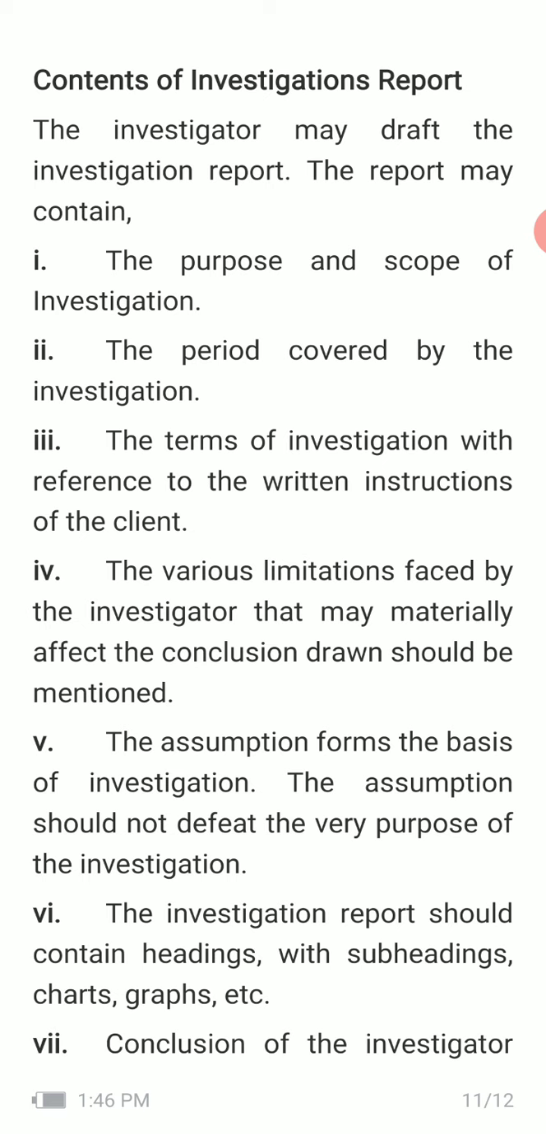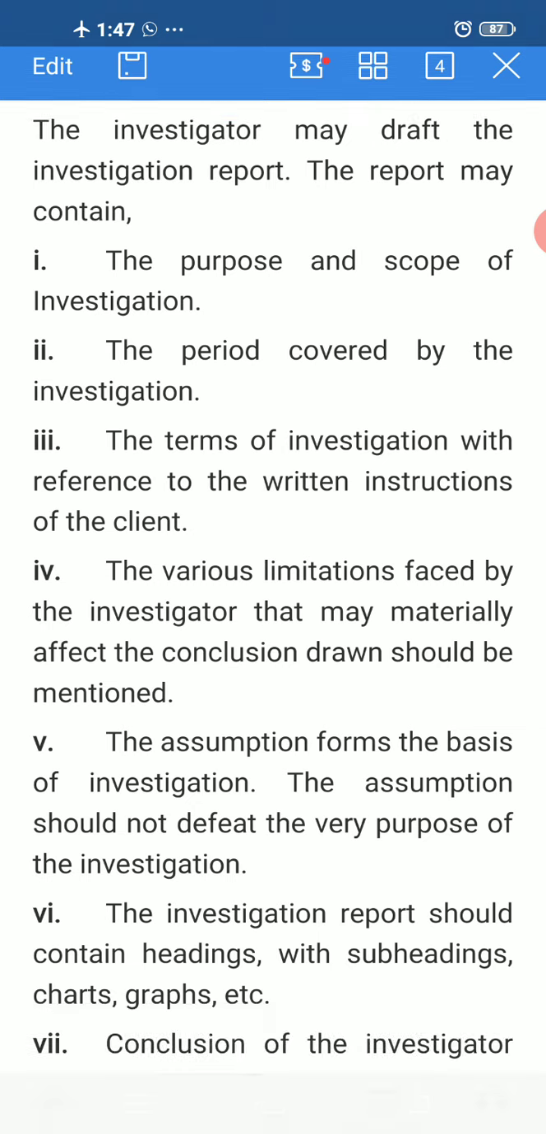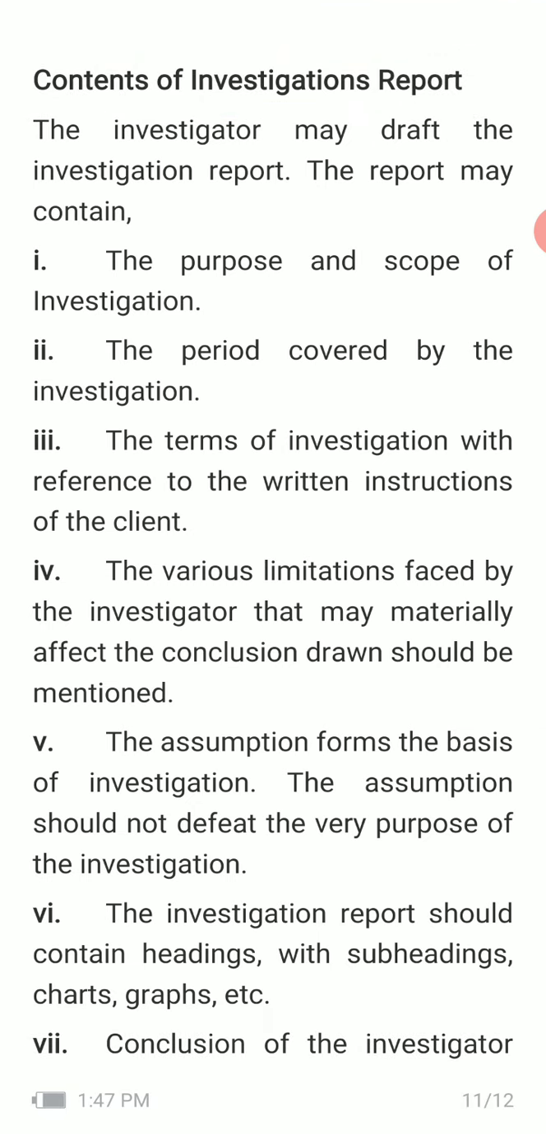So what is the term of investigation? It is with the written instructions of the client, that is, the nature of the business. Then the various limitations faced by the investigator that may materially affect the conclusion drawn should be mentioned. Then the assumptions forming the basis of the investigation should be stated, and the assumptions should not defeat the very purpose of the investigation. Then the investigation report should contain headings with subheadings, charts, graphs, etc.